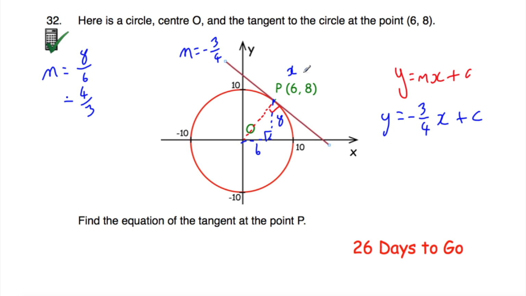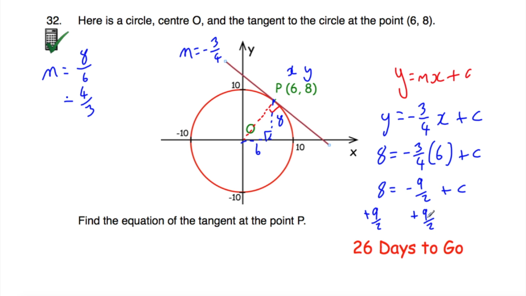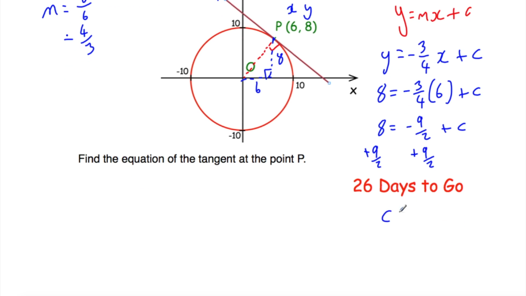Now we're going to substitute in our coordinates (6, 8) into this to find our c. So instead of y, we're going to write 8 is equal to minus 3/4 of x, and x is 6, so minus 3/4 of 6 plus c. And then we just need to work out what c is. So let's get our calculator and work out this part. Minus 3/4 multiplied by 6 is equal to minus 9/2, plus c. And then if we add 9/2 to both sides, or 4.5, we get that c is equal to 8 plus 9/2, which is 25 halves, or 12.5, and that's it. So we've got the equation of the tangent.